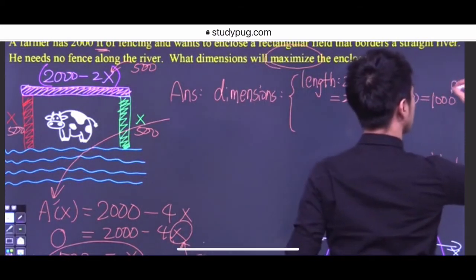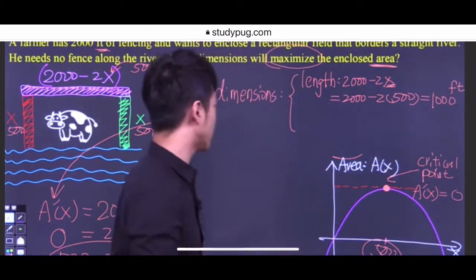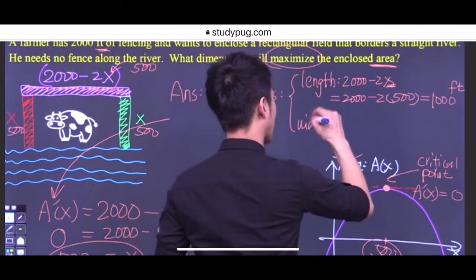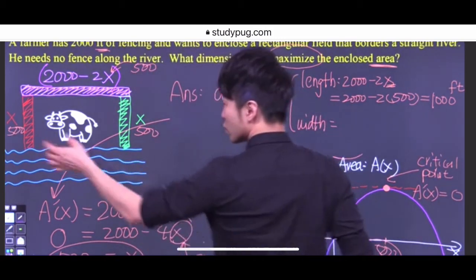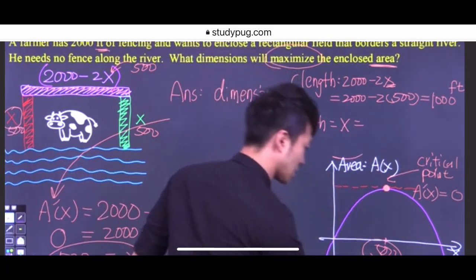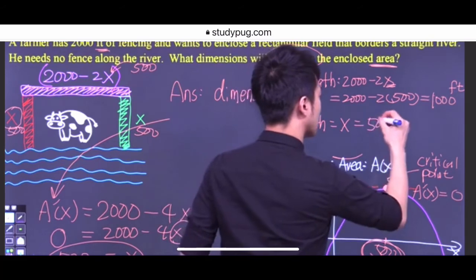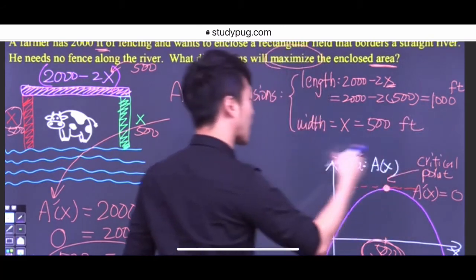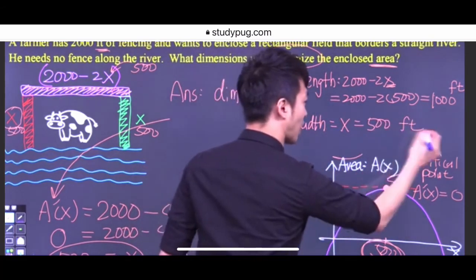How about our width? To maximize the area, our width must be, well, width was defined as x, right? In this case, x is equal to 500. So to maximize the area, our width must be 500 feet.